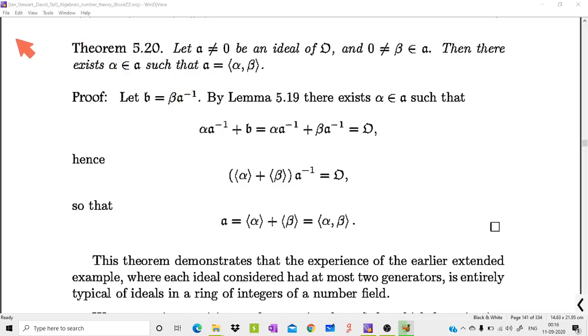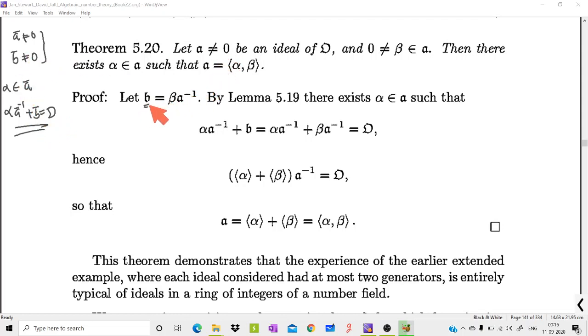In the previous lecture, lemma 5.19 shows that if we have a non-zero ideal A, and another ideal B, then corresponding to these two ideals we can find alpha belonging to A such that alpha A inverse plus B is always equal to O. This is what we put in the lemma: for any two non-zero ideals A and B, we can find a non-zero element alpha from one of the ideals such that this will be O. So we will use that lemma here.